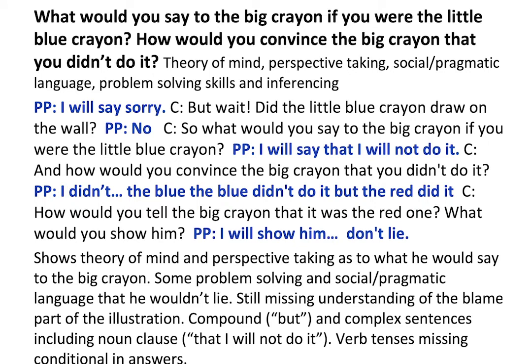You know, he initially is going to say he's sorry. He said, I didn't do it. He said, how are you going to show him? And he takes that and shifts it. I will show him. It's like, don't lie, right? That's one thing they know. Do not lie. But still missing the blame part. He has some nice complex sentences.